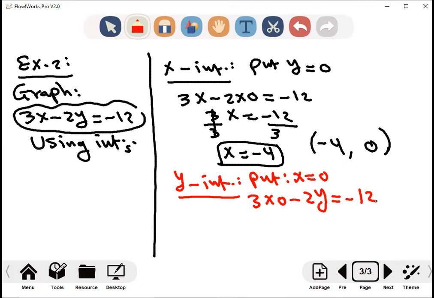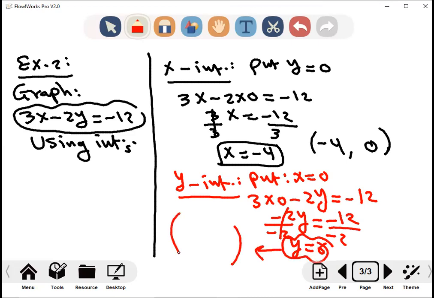So here is still what? Negative 2y equals negative 12. To find y, divide by negative 2 on both sides. So y is how much? 6. Now y equals 6 means I have the other intercept, which is x equals 0 and y equals 6. Now you have the x-intercept and the y-intercept. Just plot them in the coordinate plane and make your line.